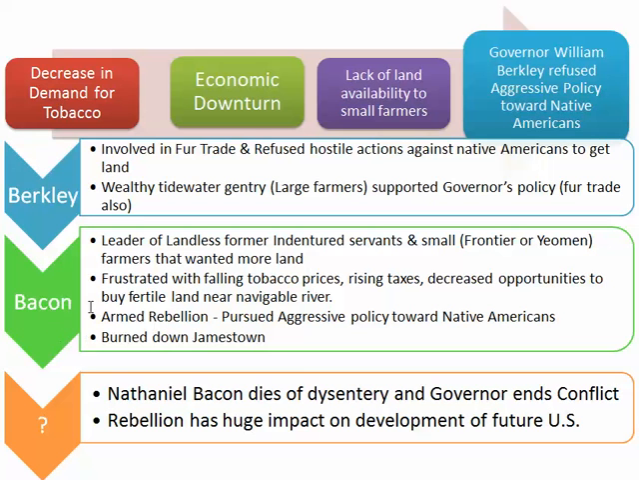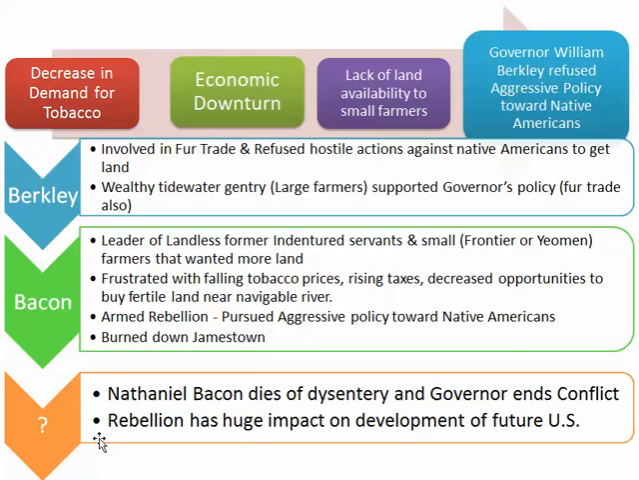And so Nathaniel Bacon and these yeoman frontier farmers are going to arm themselves and have a rebellion against these wealthy tidewater large farmers on these navigable rivers and the governor. And they're going to arm themselves in rebellion, and they're going to pursue an aggressive policy toward Native Americans with the end result of getting more land for themselves within the frontier. And eventually they're going to burn down Jamestown.